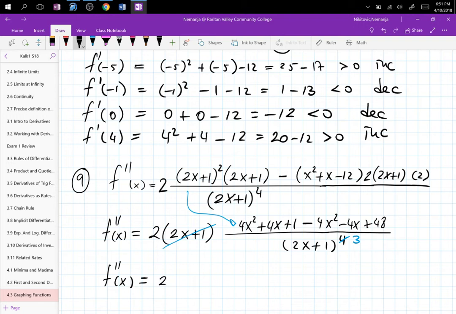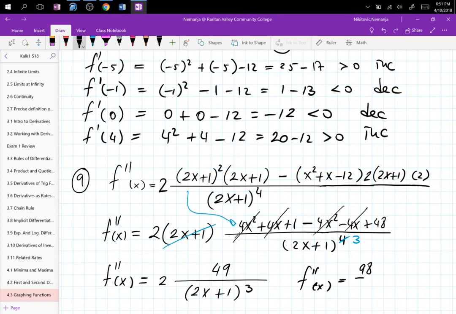So now we have 2 in front. These guys drop. These guys drop. And all you have is negative 40, no, positive 49. So 49 divided by 2x plus 1 cubed. So the second derivative is, that's a 98, right? Divided by 2x plus 1 cubed.